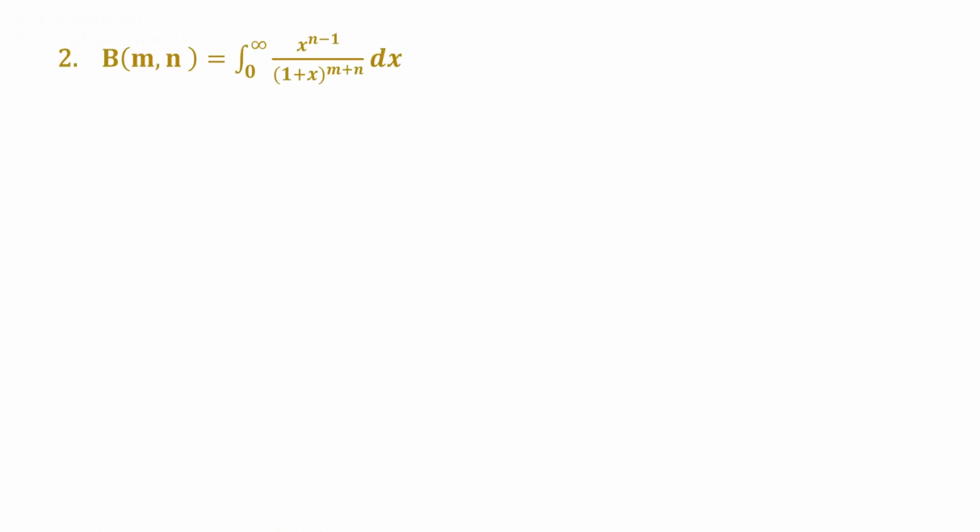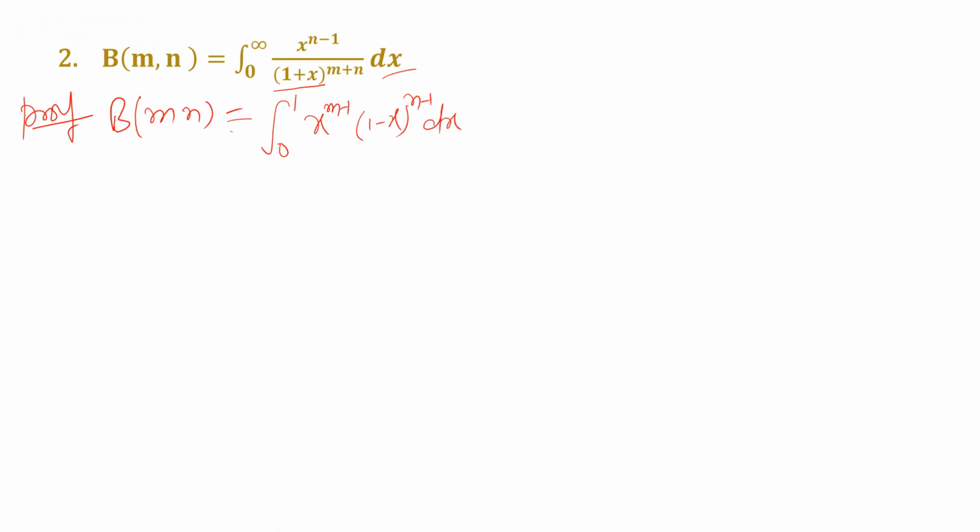Next property: beta(m, n) is equal to integration from 0 to infinity of x raised to the power n minus 1 upon (1 plus x) raised to the power m plus n dx. So now how to prove that property? As you know, beta(m, n) is equal to the integral from 0 to 1 of x raised to the power m minus 1, (1 minus x) raised to the power n minus 1 dx.